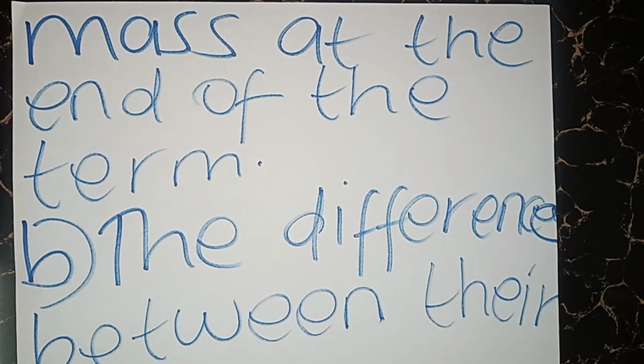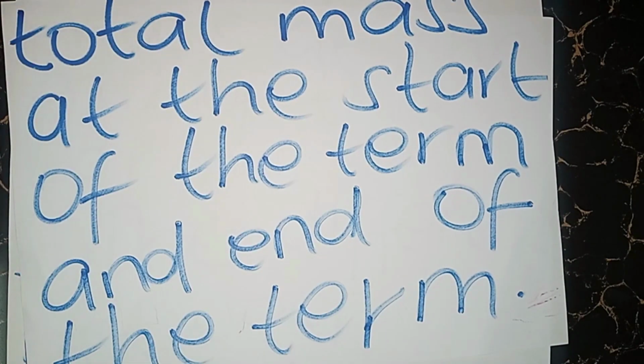Part B, the difference between their total mass at the start of their term and at the end of the term. So here, we've been asked to calculate the difference between their total mass at the start of the term and the end of the term, okay? Anytime you see the word difference, you should automatically know that there is some subtraction going on. So here, we should calculate their total mass at the start of the term and at the end of the term, and then subtract.